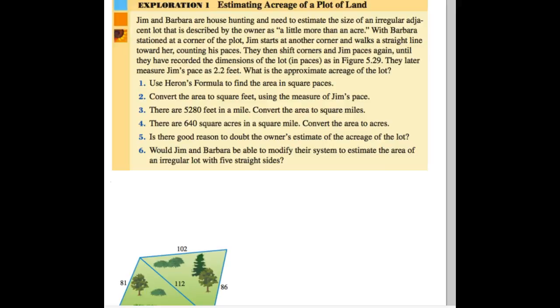With Barbara stationed at a corner of the plot, Jim starts at another corner and walks a straight line towards her, counting his paces. Then they shift corners and Jim paces again until they have recorded the dimensions of the lot in paces as shown in our figure. They later measure Jim's pace to be 2.2 feet. So they're asking us to find the approximate acreage of the lot.